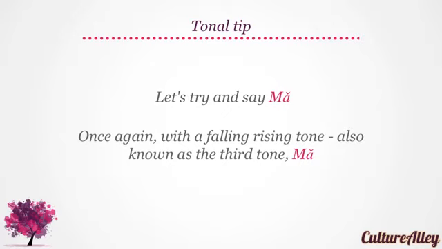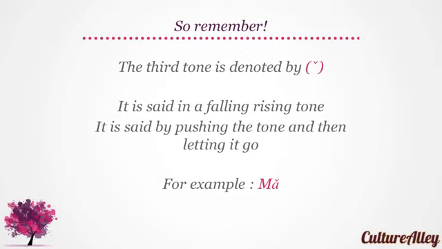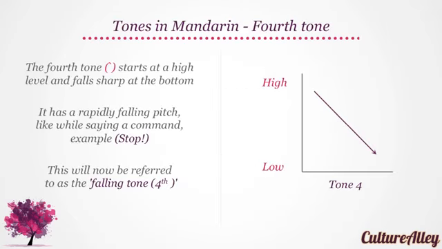Once again, with a falling rising tone, also known as the third tone. Ma. So remember, the third tone, also known as the falling rising tone, is denoted by a small V and is said by pushing the tone and then letting it go. A good example of this tone is ma. Wonderful! We've reached the last tone.